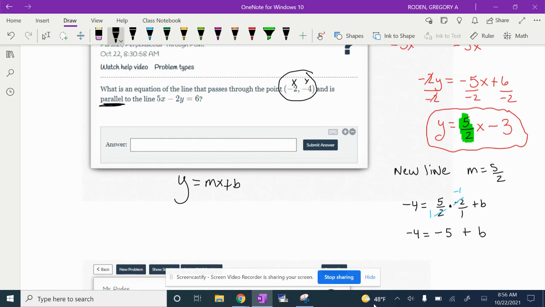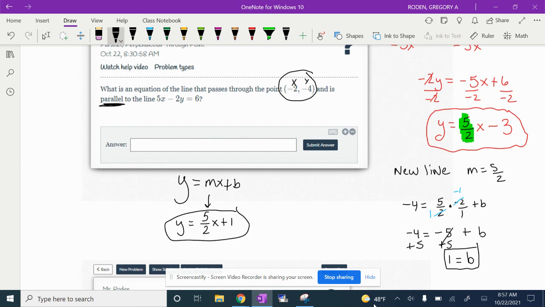All right, now the next thing I'm going to do is solve for b by adding 5 to both sides. So those cancel. So now I get b is equal to -4 plus 5 is 1. So there's my b. So I know what my m is. My m is 5 over 2 because it's parallel. So y equals 5 over 2x, and then my b, I figured out, was 1.